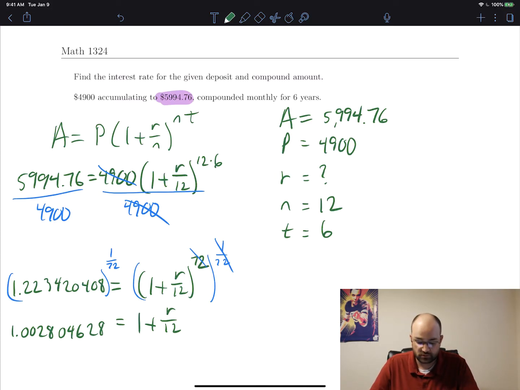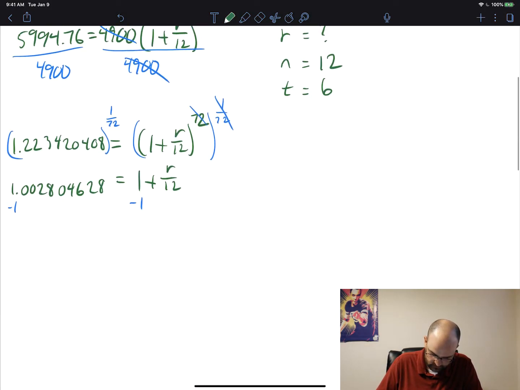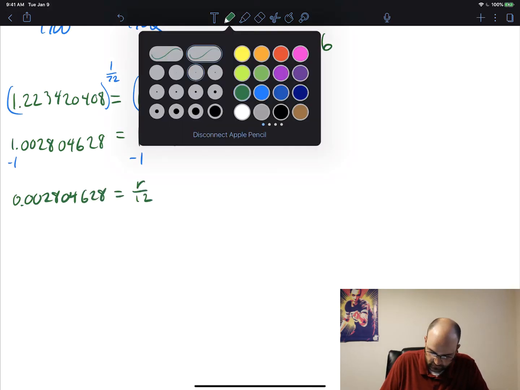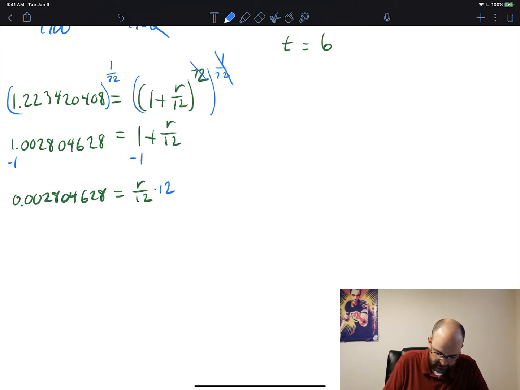Now, subtract 1 from both sides. So that means that 0.002804628 is equal to r over 12, which of course means that I can multiply by the denominator on both sides. So subtract 1 and multiply by 12.